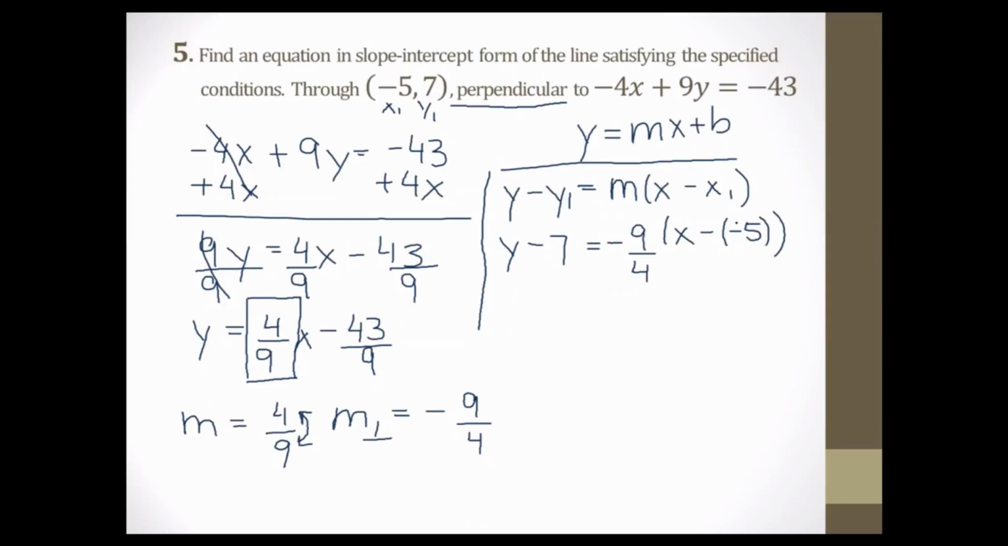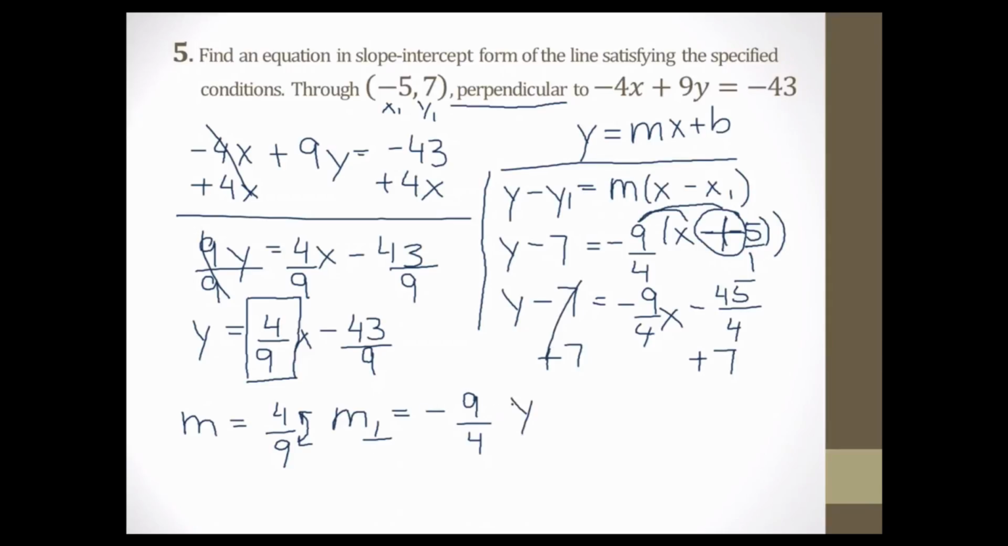Let me start over here by combining these two signs. Negative times negative gives me a positive, and then I am going to distribute my slope to eliminate the parentheses. So y minus 7 equals -9/4 times x. And then -9/4 times 5, can make that a fraction as well, and then just straight multiply, so -45/4. Last step, adding 7 to both sides.